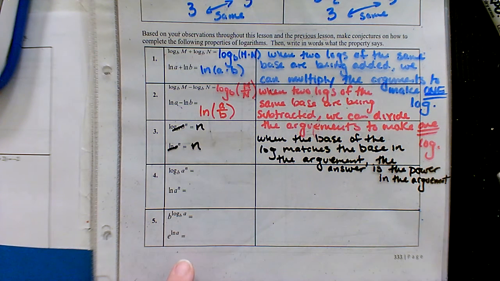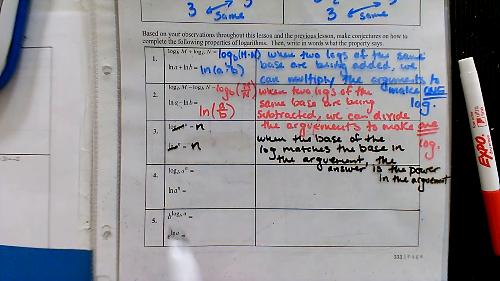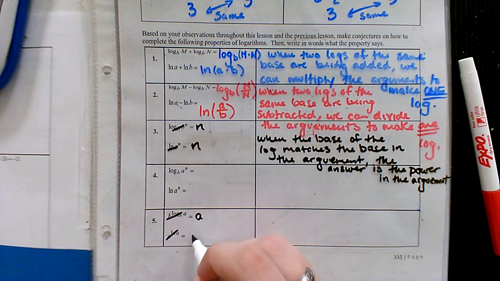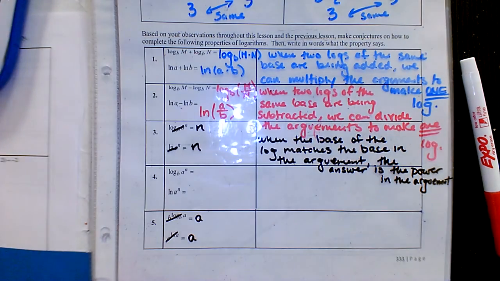You want to give a guess? Yeah. It'd just be a, right. Notice how the base of the log matches the base of the exponential part. Very similar to what we were talking about here. So those would cancel each other out, just like inverses, and we'll be left with that argument of a in either case.